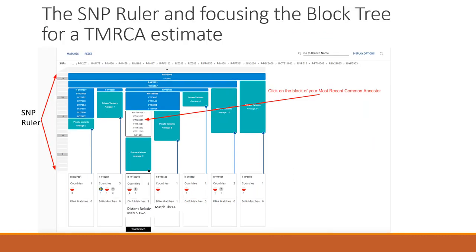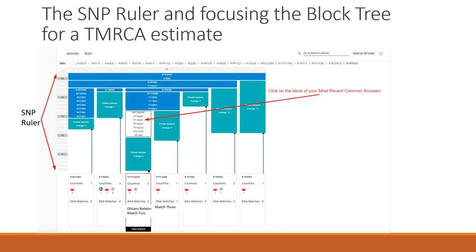If you look over on the left hand side of the block tree, there's that SNP ruler labeled 5, 10, 15, 20, 25, and that is counting not years or generations, but how many mutations up to each block. To use that to get a time to most recent common ancestor estimate with the block tree, the first thing we're going to need to do is click on the block of our most recent common ancestor to bring that over there and make it flush up against that SNP ruler.